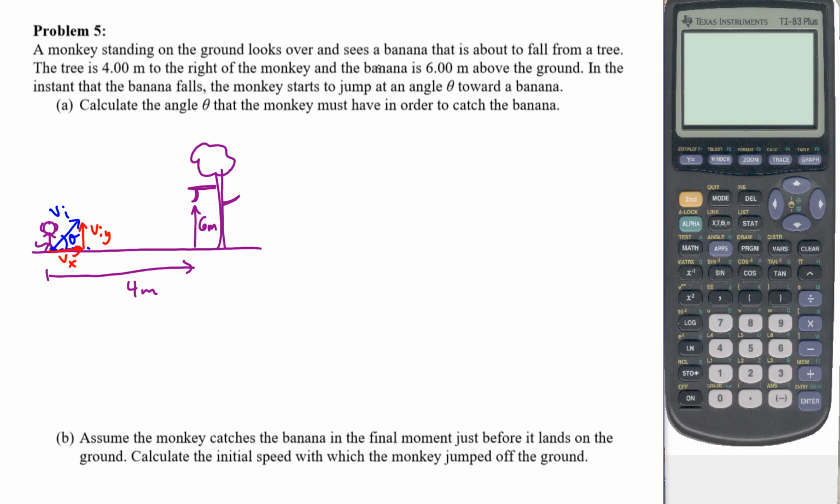In the instant the banana falls, so the banana falls from rest. And oh, look at this. I've got 2 objects. I better have separate groupings for their given information. Of course, the banana also is in free fall. And in the second that it falls from rest, the monkey jumps. And the monkey catches the banana, but we must find the angle. Find theta. This is a great one.